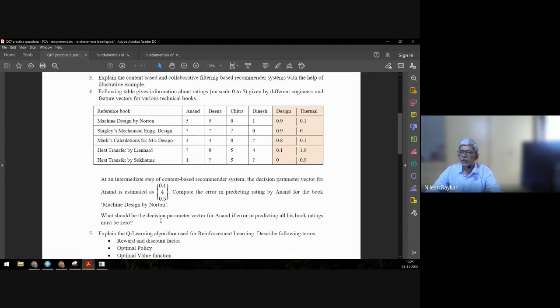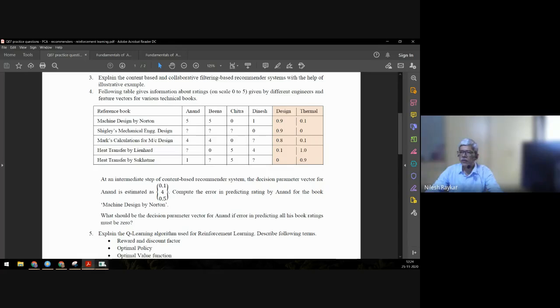The second part is what the decision parameters should be. The decision parameters are decided by the model at an intermediate level. But suppose there are 3 books, and for all 3 books you want 0 error in the prediction. What should these numbers be? It is just a theoretical question. In an actual case, this is not the way optimization is done. The second part will come after we complete the first part.